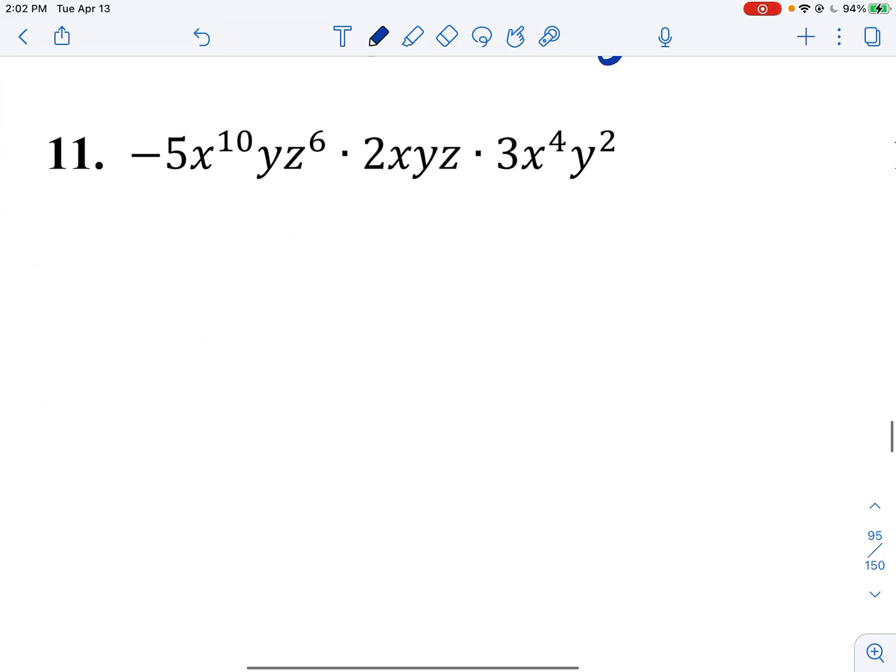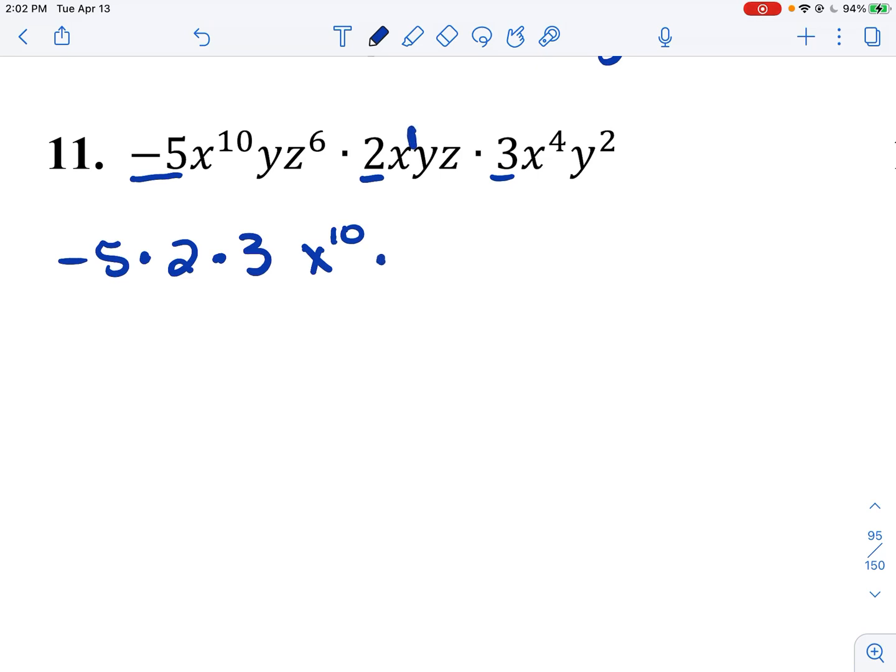On this one, I'm looking at my coefficients first. I have coefficient, coefficient, coefficient. -5 times 2 times 3. Then I have x's. So I have x to the 10th. Here I have an x to the 1st, but I need to write that down. And over here I have an x to the 4th. So I had an x here, I had an x here, and I had an x here.